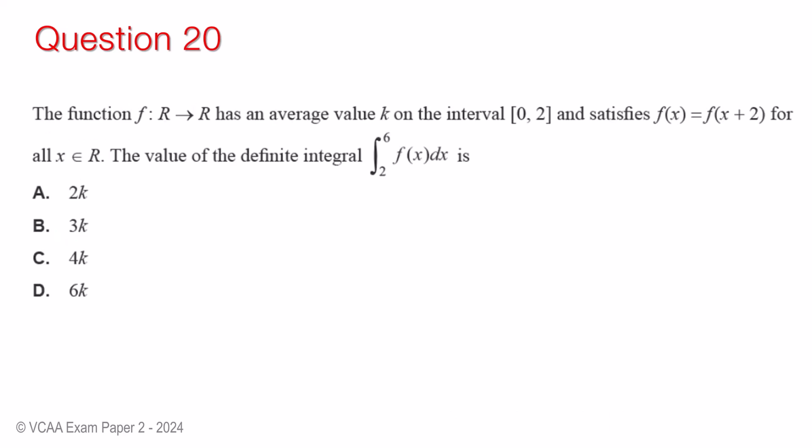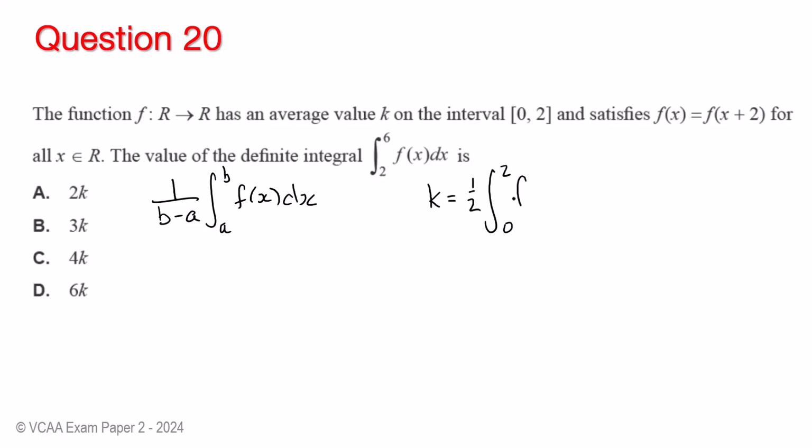Question 20. This question relates to the average value. So the first thing we need to do is understand what the average value represents, or at least remember the formula. So, populating the information from this question, we get k equals 1 over 2 times the integral from 0 to 2 of f of x dx.